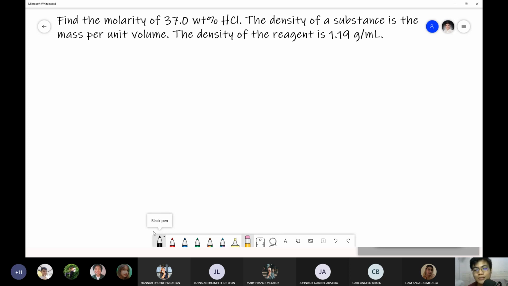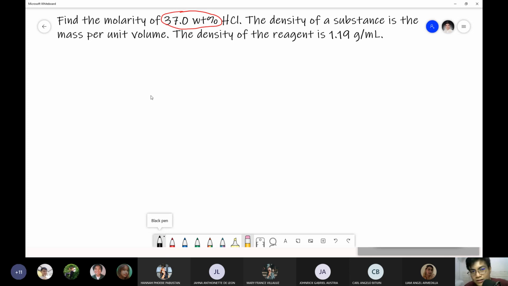Okay? If you are converting percent mass or percent weight to other concentration units such as molarity, you have to do some assumptions. Mag-a-assume ka. Okay? So, lagi niyong tatandaan yon. If you are going to convert percent mass or percent weight and percent volume into other units, you will make assumptions. Mag-a-assume ka. Okay? So, now, I want you to focus first on the given concentration unit, which is 37% weight.